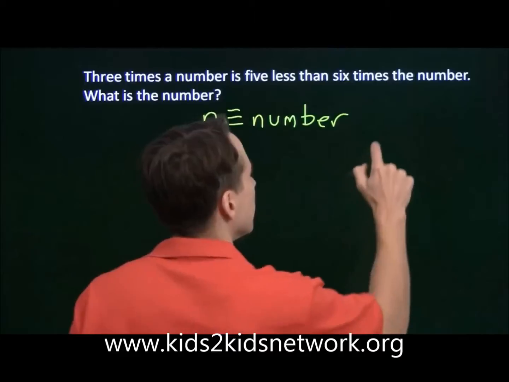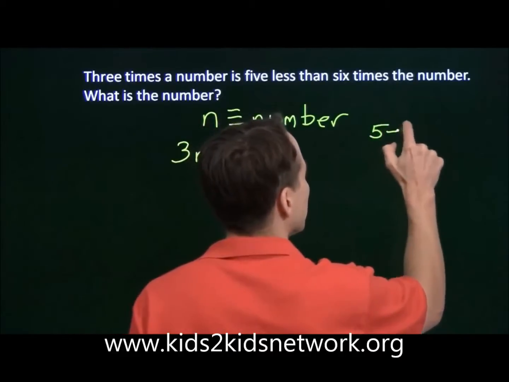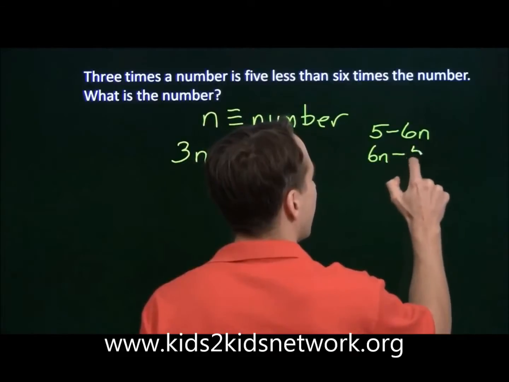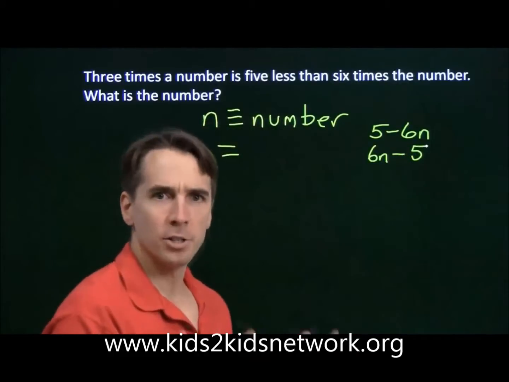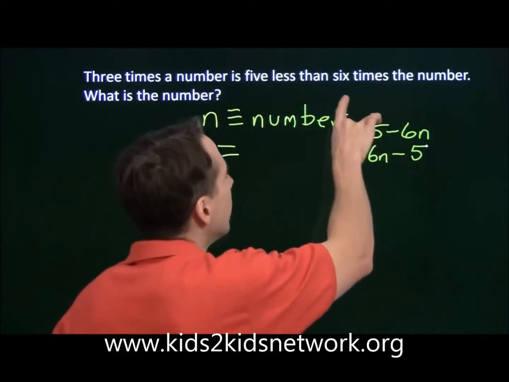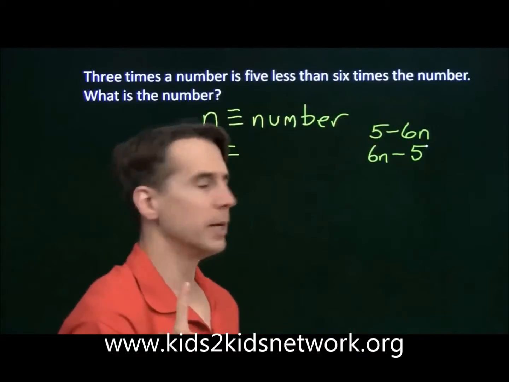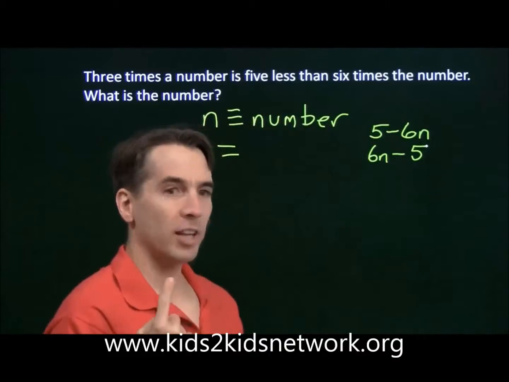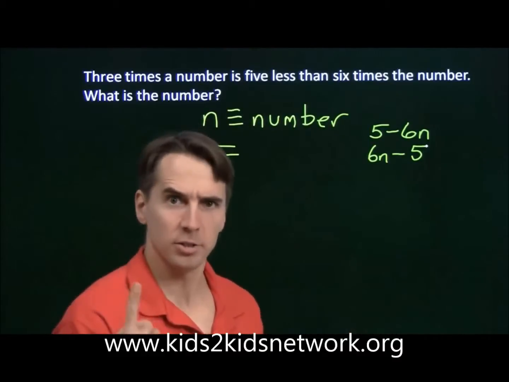And then 5 less than 6 times the number. Uh-oh. Is that 5 minus 6n? Or is that 6n minus 5? Now, when I'm not sure, I just pick a number and stick it in and see which one actually works. So imagine I picked 1 as my number. 5 less than 6 times 1. So 5 less than 6 is just 1.